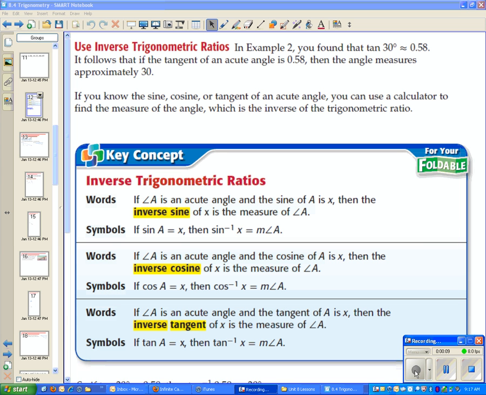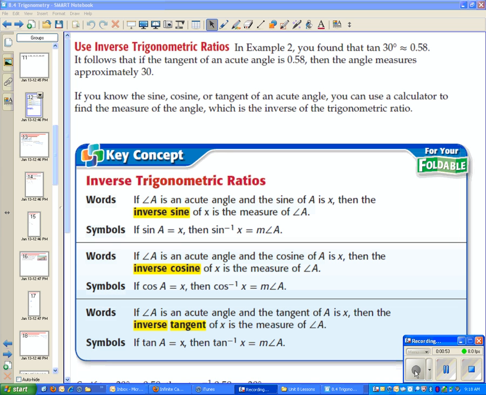It says in example 2, you found that the tangent of 30 degrees is about 0.58. So it follows that if the tangent of an acute angle is about 0.58, then the angle measure is 30. So it always works that way. In other words, this gives us a method to figure out what angle measures are. If the tangent of 30 is always 0.58, 30 degrees is the only angle whose tangent is 0.58. There are no other angles whose tangent equals 0.58.